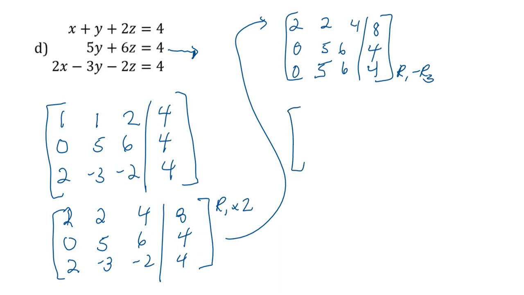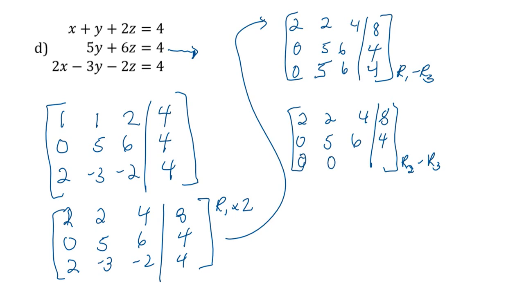Now, the coefficients are already correct in order for us to just do row 2 minus row 3. Okay? We're not going to do anything to row 1. We're not going to do anything to row 2. And we're going to subtract row 2 minus row 3. Okay? And see what happens. So 0 minus 0 is going to be 0. 5 minus 5 is going to be 0. 6 minus 6 is going to be 0. 4 minus 4 is going to be 0.